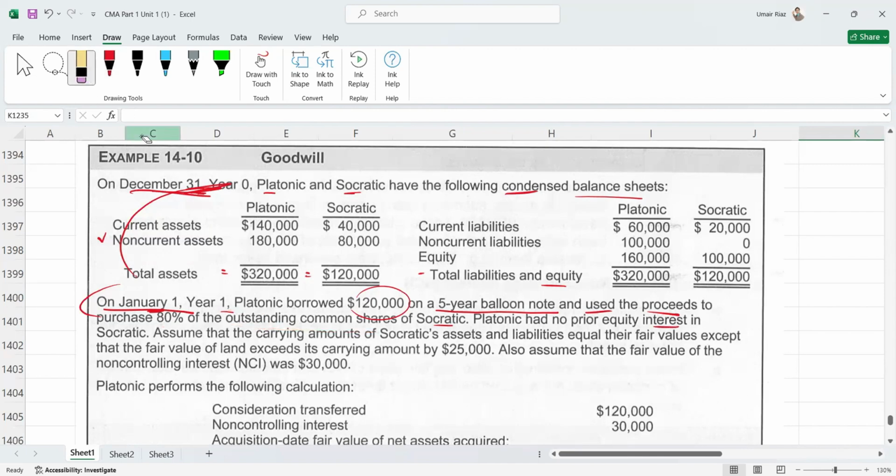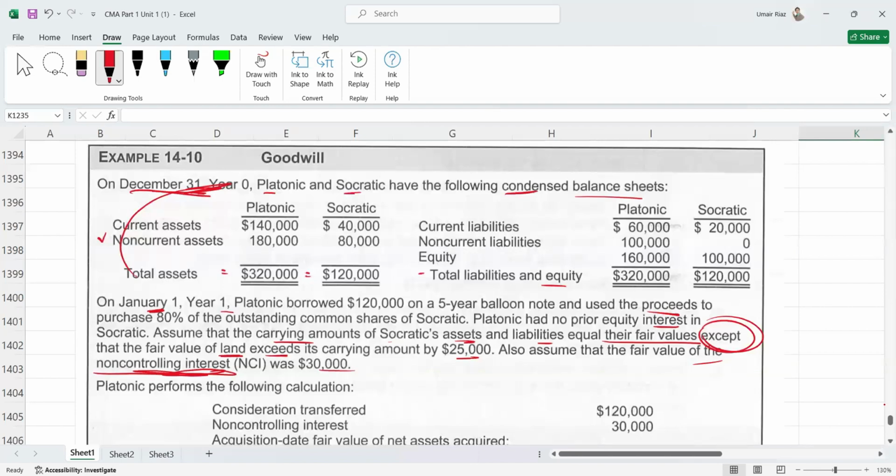Assume that the carrying amounts of S's assets and liabilities equal the fair value, except the fair value of land. Land is an asset. They're saying the fair value of land exceeds its carrying amount by 25,000. Also assume that the fair value of non-controlling interest is 30,000.